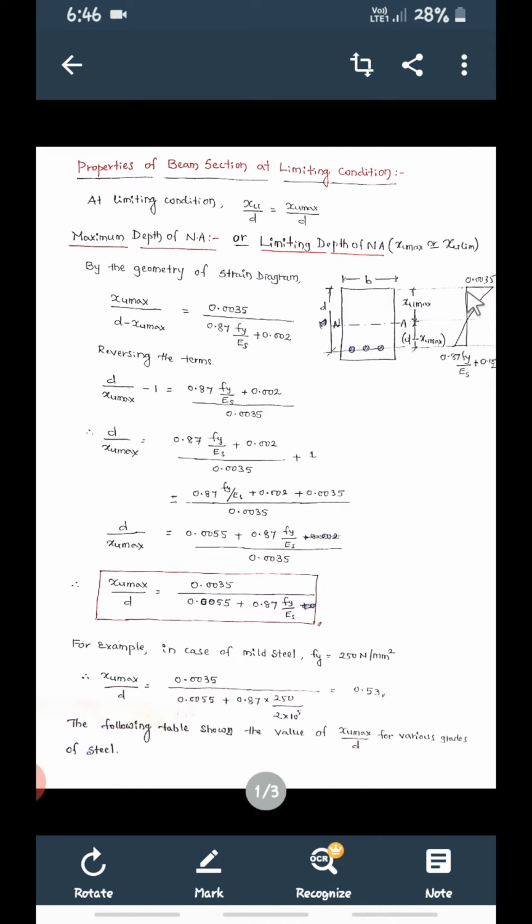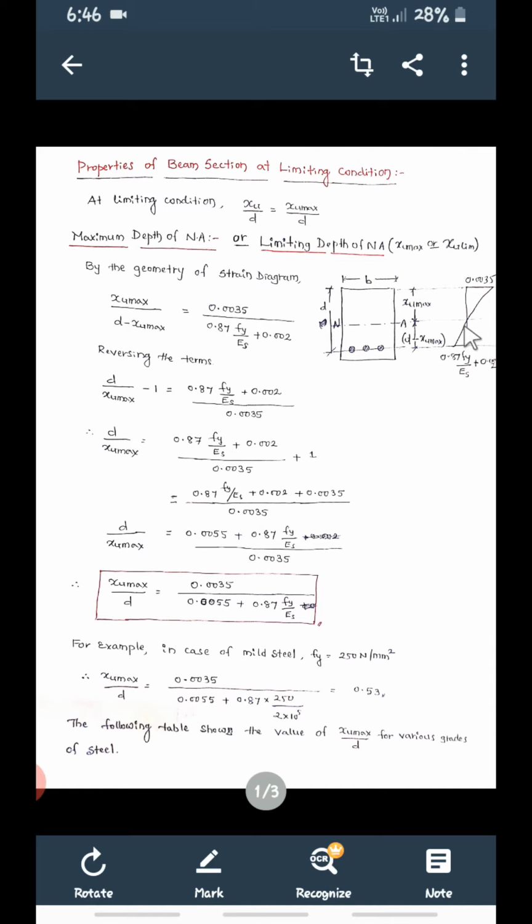Similarly, this is the strain diagram we drew in yesterday's class. Maximum strain in concrete is 0.0035, and maximum strain in steel is 0.87 Fy upon Es plus 0.002. These are the maximum strains in concrete at the top fiber and in the steel. Using this strain diagram we will find the maximum depth of neutral axis, that is xu max or xu limit.